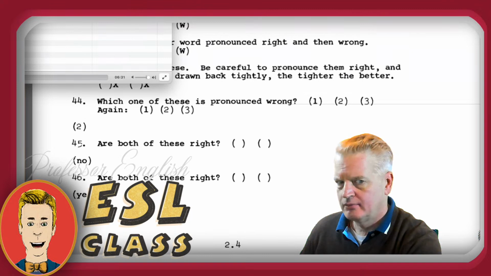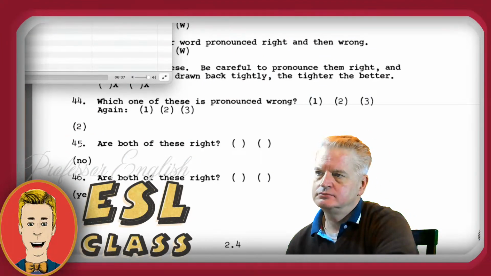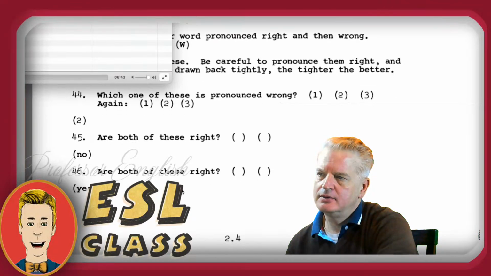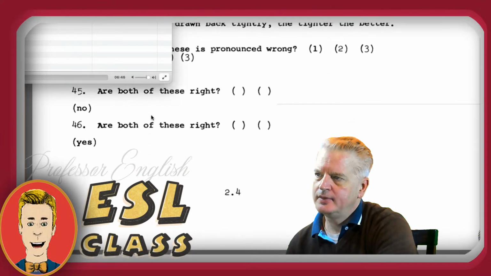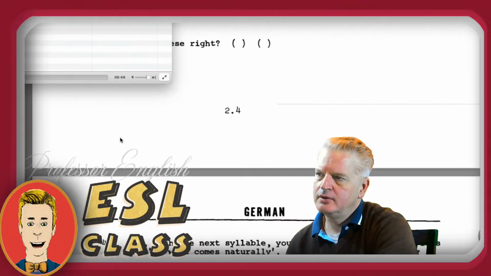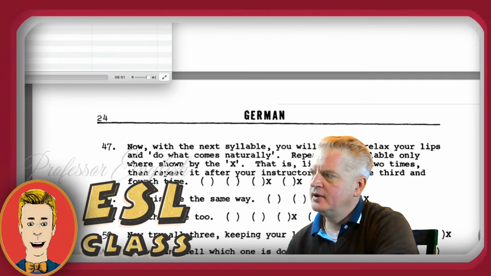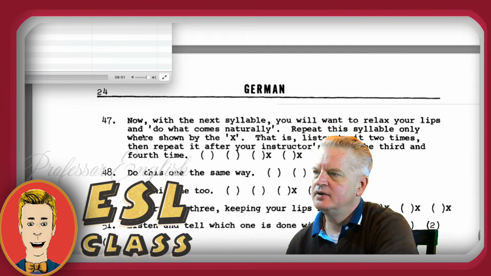Pass, Bonk, kann. Pass, bonk, kann. 45. Are both of these right? Pass, Pass. No. 46. Are both of these right? Pass, das. Yes.